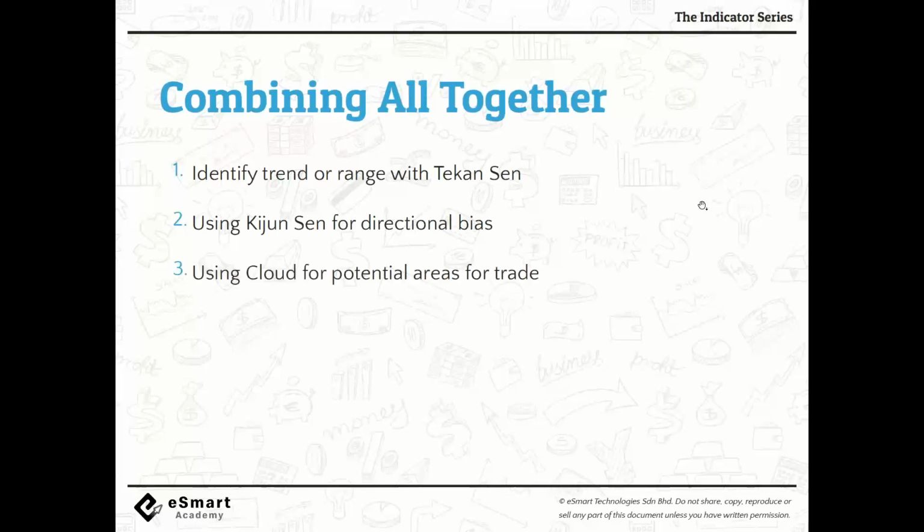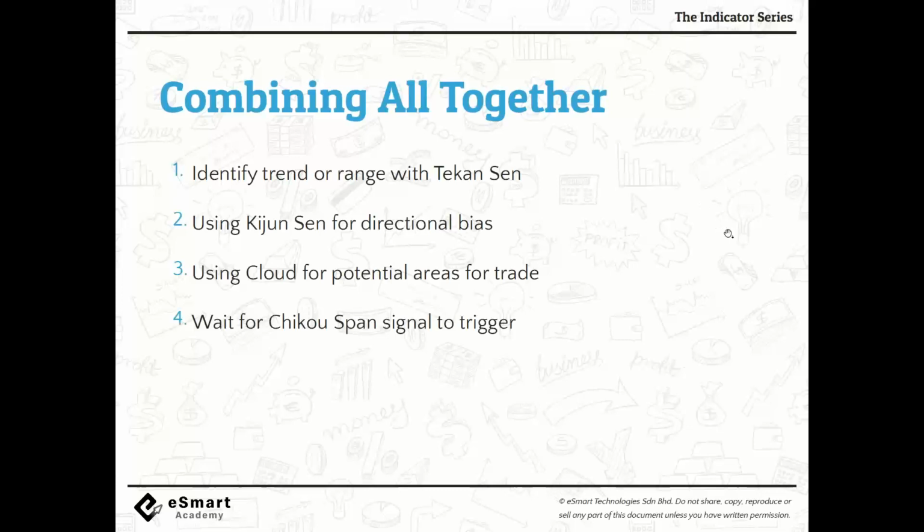Next, you utilize the cloud to help you identify potential areas that you want to keep an eye on, right? Because the cloud here is your support and resistance. So if you want to buy, you want to wait for price to come back a little bit towards the support area, then you look for a buy. If you want to sell, you want to wait for price to go towards the resistance area, and that's where you look for a potential trade to sell. So that's where you utilize the cloud.